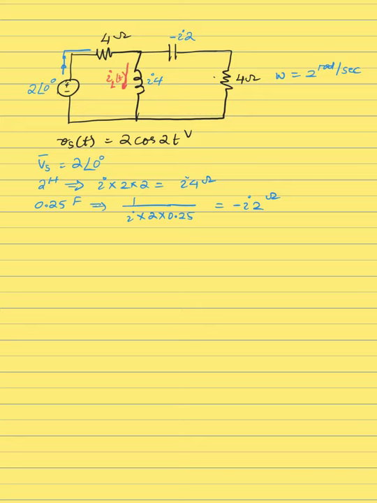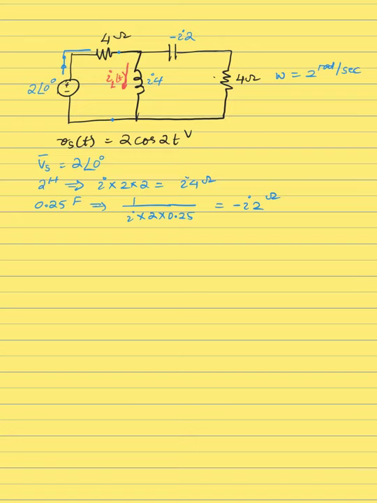Once I know that, then I might be able to calculate the drop across the 4 ohms, and then I'll say, okay, let me just subtract the drop across the 4 ohms from the source to find the voltage across these two components. Then I'm going to use Ohm's law to find IL by saying voltage divided by the reactance of the inductor. So that's my plan.